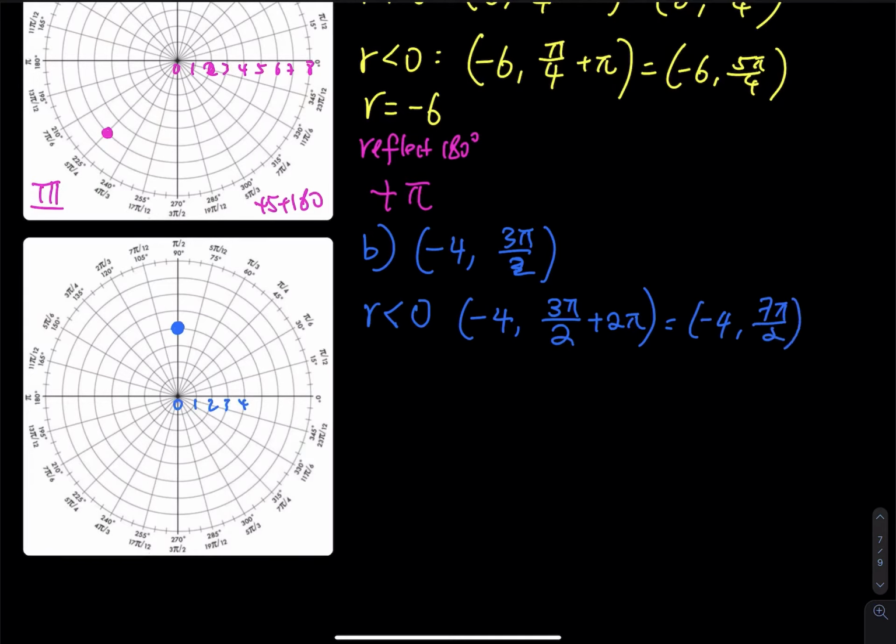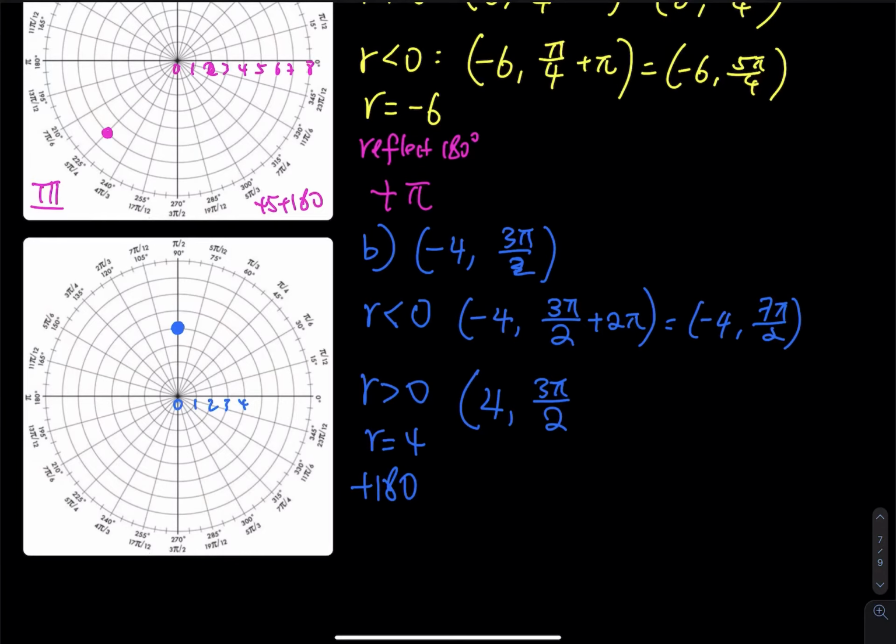And then what happens when r is positive? That means you have r equals 4. If you use r equals 4, then this will be a 4, and this will be 3 pi over 2. If you take a 4, that means you have to reflect 180 degrees back. So you just reflect 180 degrees, right? That means you add 180 degrees back.